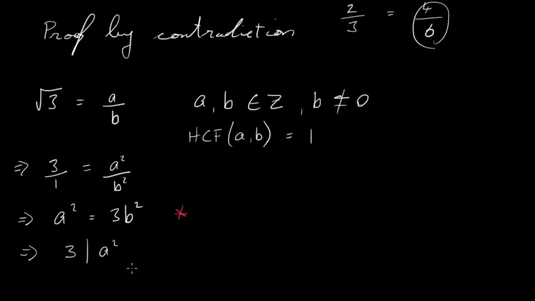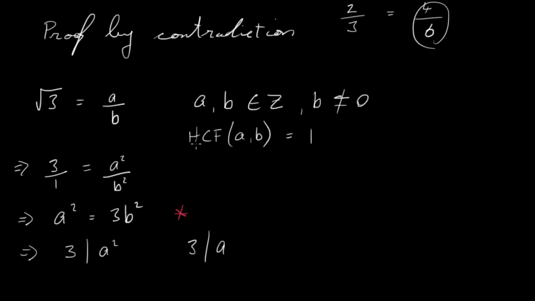Now, we know as well that if a number divides into a number squared, then the number divides into the square root of the number. In other words, if you have 3 dividing into a squared, 3 will also divide into a. That's what I'm trying to say here, really. So 3 will also divide into a. Now, we know that a is divisible by 3. So that's the first part of the proof.